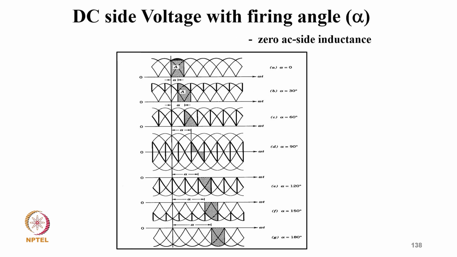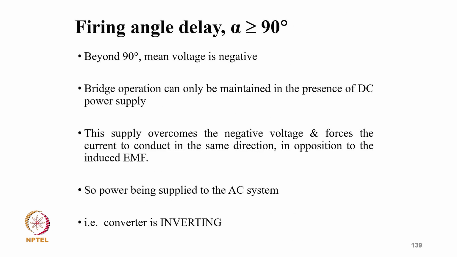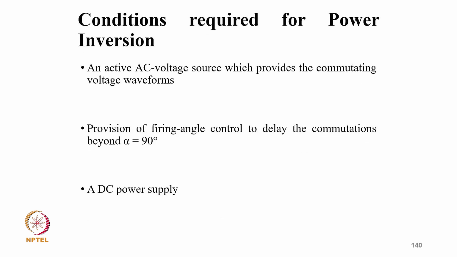And then this is the DC voltage side with firing angle control, with different firing angles from alpha equal to 0 to alpha equal to 180 degrees, provided your DC current is continuous. For alpha equal to 90, the output voltage is 0. For firing angle alpha beyond 90, the mean voltage is negative. So bridge operation can be maintained in the presence of a DC power supply, and this supply overcomes the negative voltage and forces the current to conduct in the same direction, opposite to the induced EMF. So power is being supplied to the AC system, so the converter is inverting.